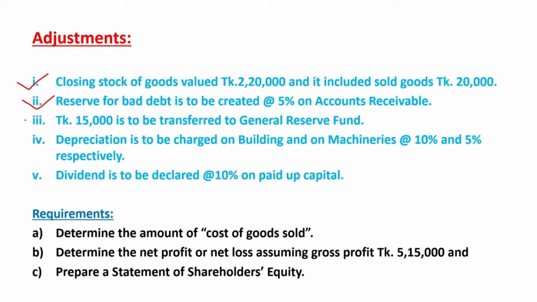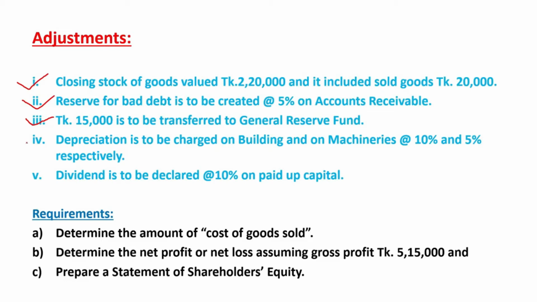Okay, dear students. Now taka 15,000 is to be transferred to general reserve fund. My dear students, this type of expense is called irregular expenses. We know that expenses which depend on net profit or loss are called irregular expenses. So it will be shown in retained earnings statement under profit appropriations, and second time it will be added to general reserve fund in the statement of financial position under reserve and surpluses.